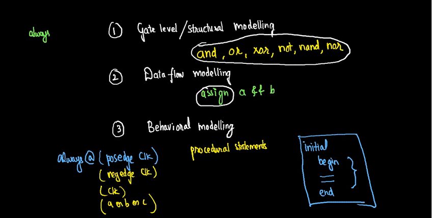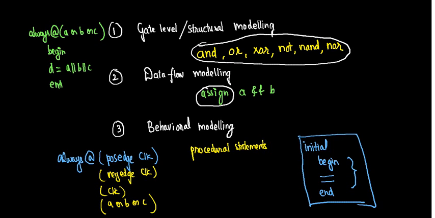So I will say always @ A or B or C and begin. Let's say the output is D. So D equals A or B or C and so on. This also very well executes and gives you the result for a 3 input OR gate. So this is what is called behavioral modeling. Whenever you find this always or this initial, some kind of procedural statements where the behavior of the circuit is specified, you name it as behavioral modeling.